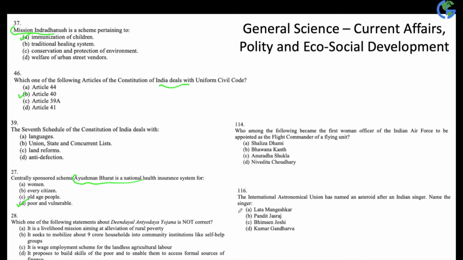And some of the questions are based on these awards, like this International Astronomical Union has named an asteroid after an Indian singer. Now this was in the news because it was an Indian singer, Pandit Jasraj, on whom the asteroid was named. So these are the questions which are in the news, right? So you have to keep an eye on the basic current affairs also.